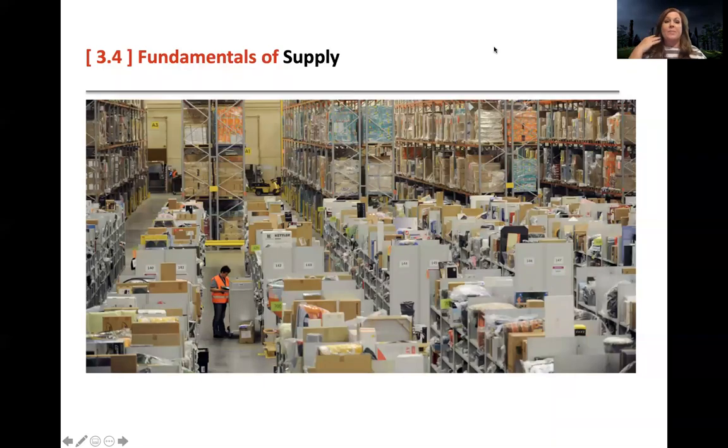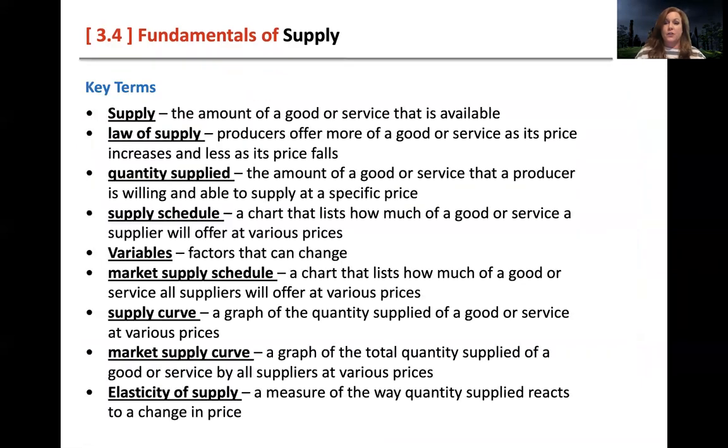Welcome to Economics 3.4 lesson. We are going to be switching gears from demand and starting to talk about supply.